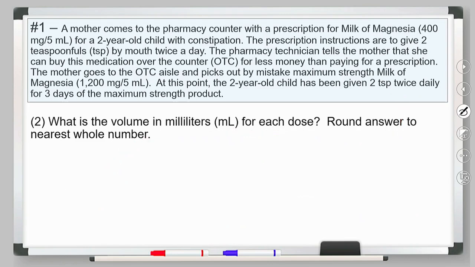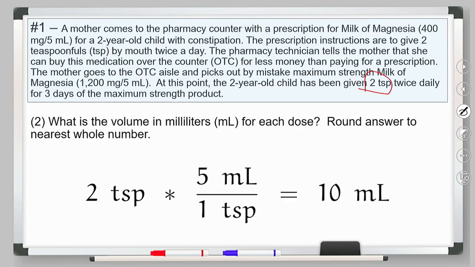The next thing is, okay, that's how often they got a dose or how many doses they got. What was the volume of the dose that was given each time? So again, we know that each time we had 2 teaspoonfuls. So in that sense, we take our 2 teaspoonfuls times the fact that there are 5 milliliters per teaspoonful. Means every time they got one of those doses, they were getting 10 milliliters for every dose they got.